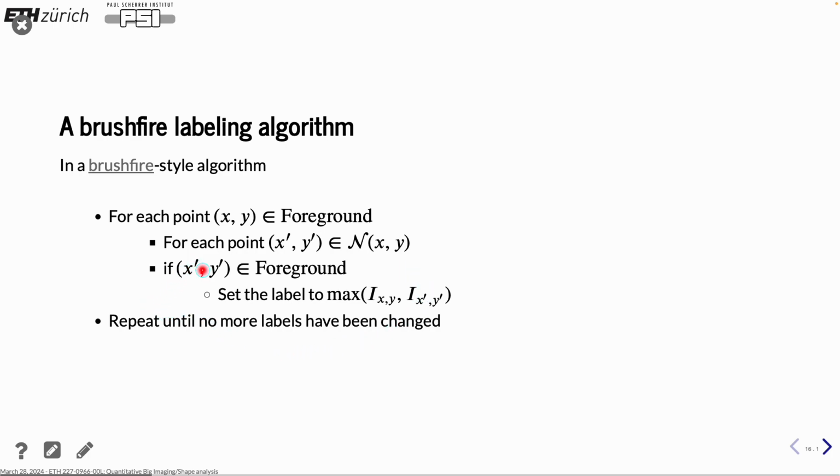And then if the neighborhood pixel belongs to the foreground, then set the label of the current pixel to the maximum of the 2 pixels. And then you repeat until you have no label changes anymore.